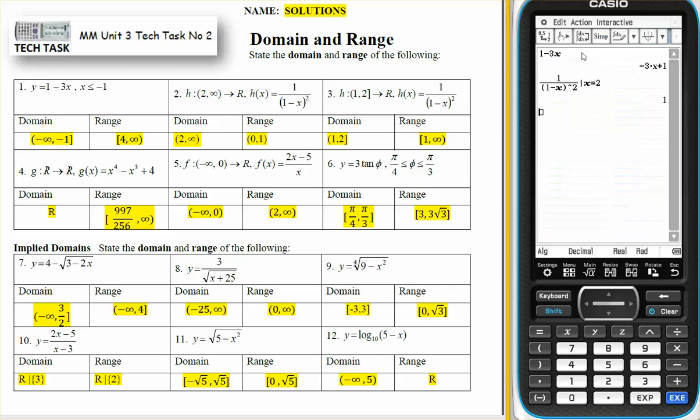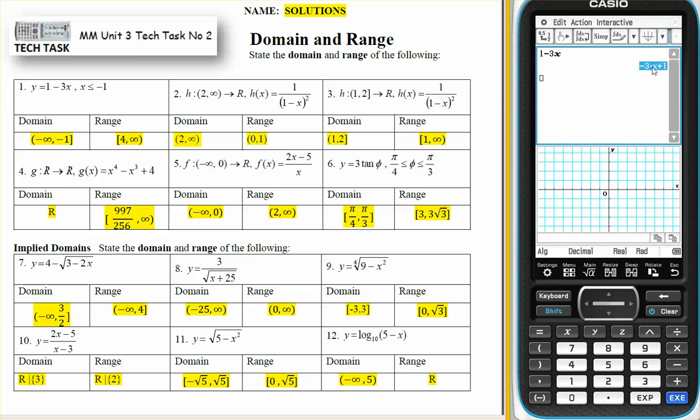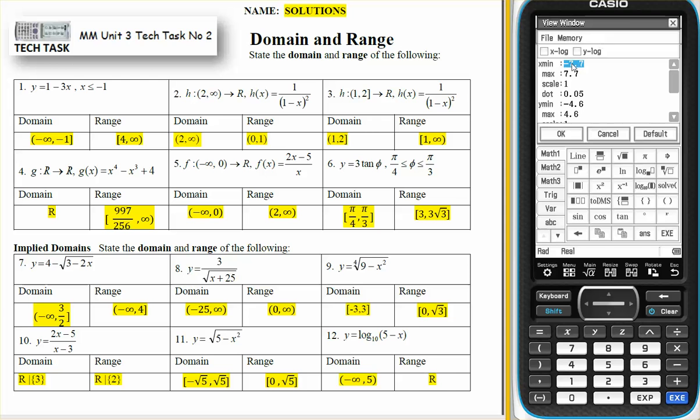So what I'm going to do is bring up my keyboard. The equation is 1 minus 3x. I don't need the y. I'm going to open up the window. I'm going to drag and drop the graph. I'm going to restrict the window to the domain, which is less than -1.